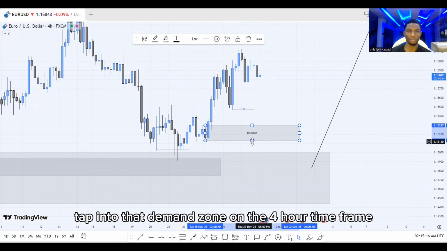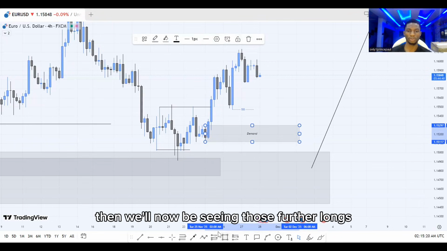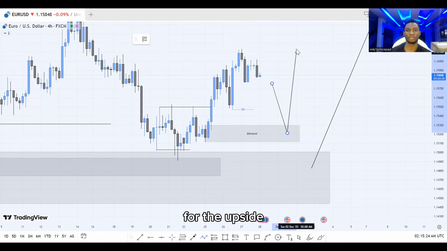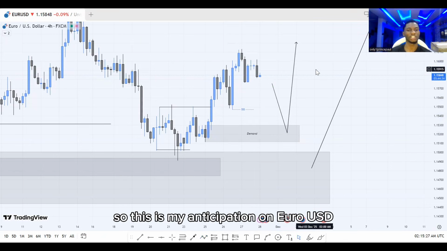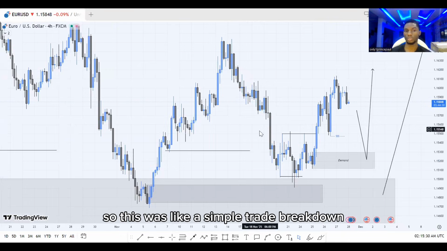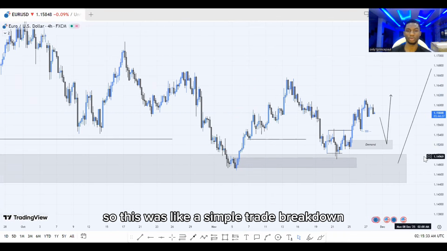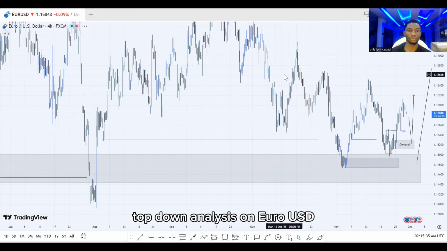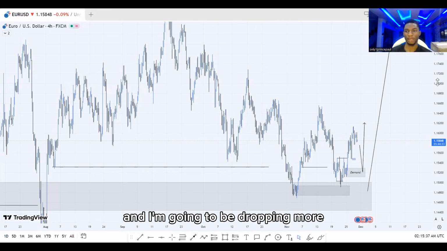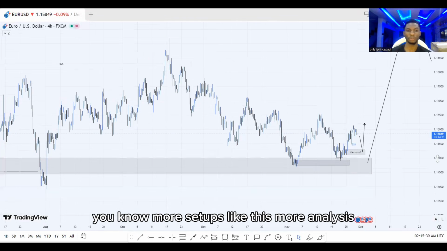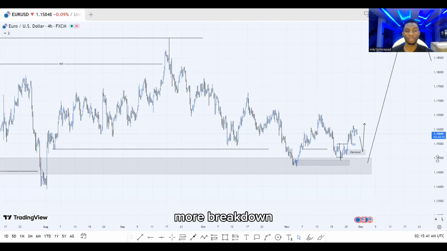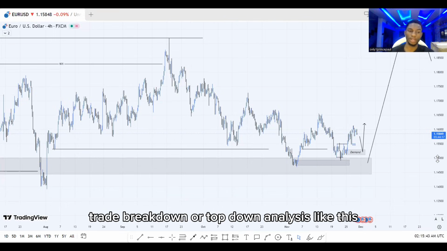So price tapping into that demand zone on the 4 hour time frame, then we'll now be seeing those further longs to the upside. So this is my anticipation on Euro USD. So this was a simple trade breakdown, top-down analysis on Euro USD. I'm going to be dropping more setups like this, more analysis, more trade breakdowns, or top-down analysis like this.